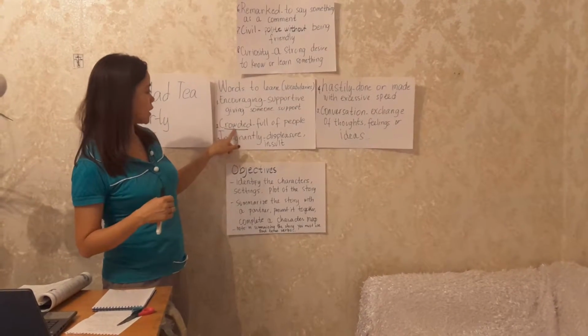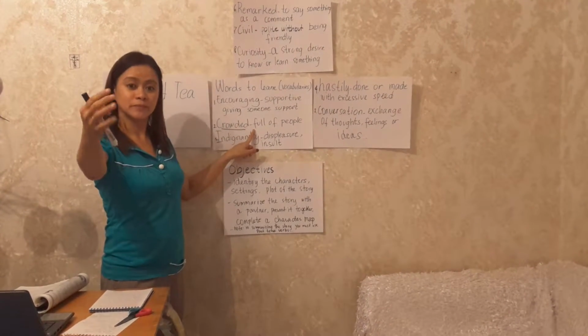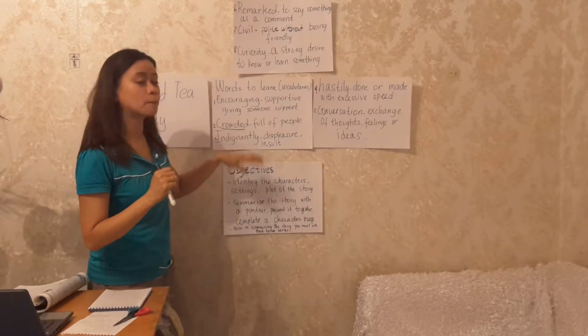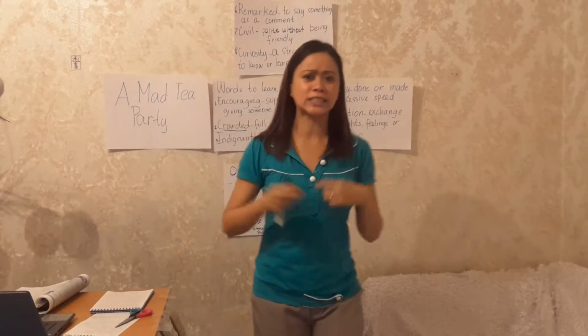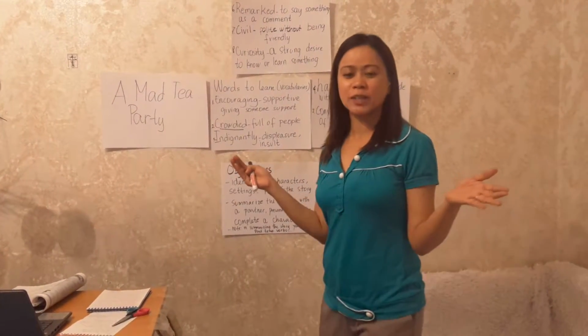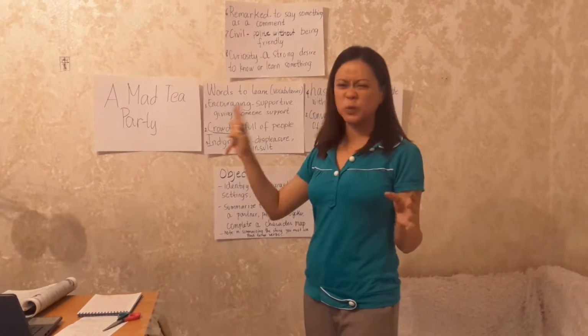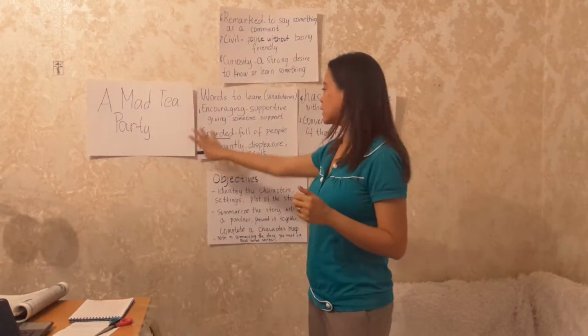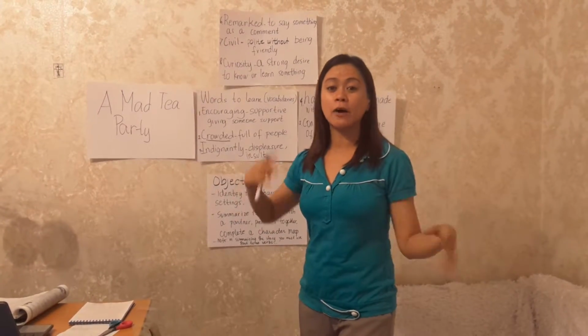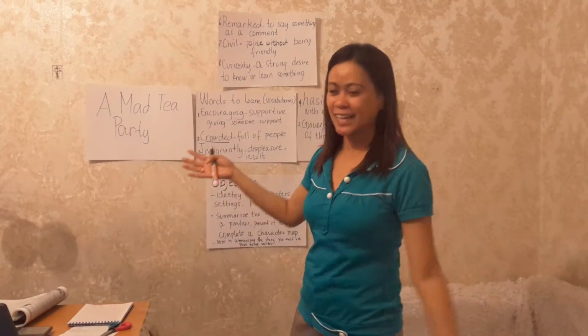Okay, next. What do you mean by crowded? Full of people. Good. Okay, full of people. Example, you went to a stadium and you were shocked because the stadium is full of people, meaning there's no room for any movement because it's very crowded. There's a lot of people inside the stadium.